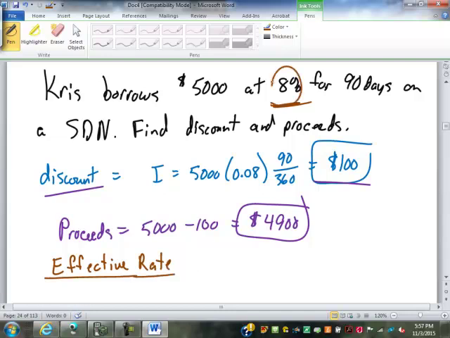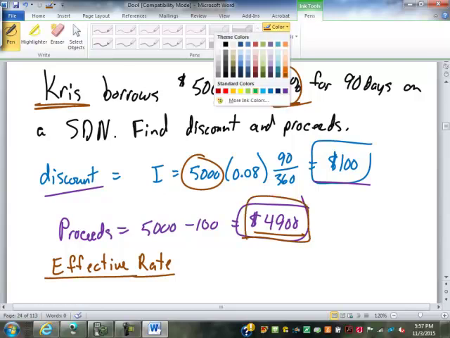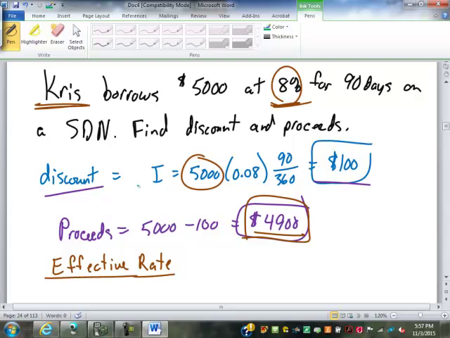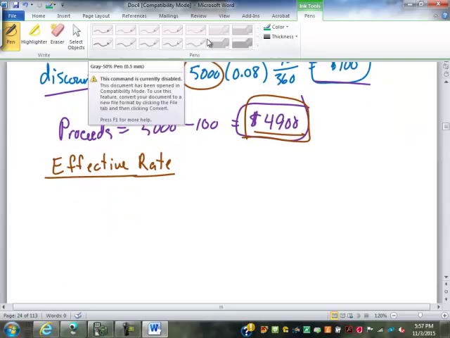Because the 8% is figured off of the $5,000, but you do not get, in this case, Chris does not get $5,000. Chris only gets $4,900. So the effective principal here, if we're viewing it like we would a simple interest note, is only $4,900. So we can go through and calculate the effective rate using our simple interest formula.